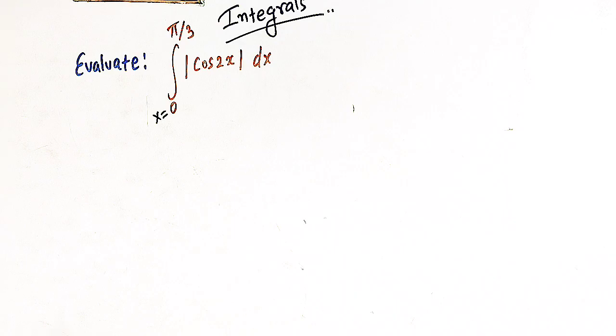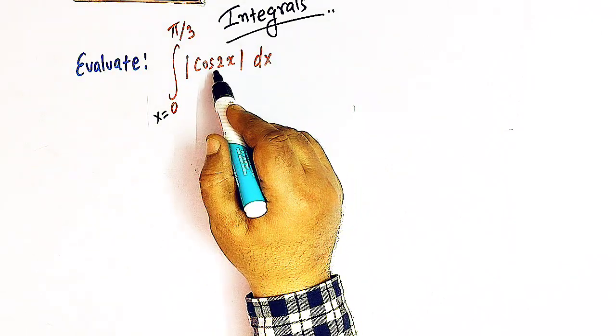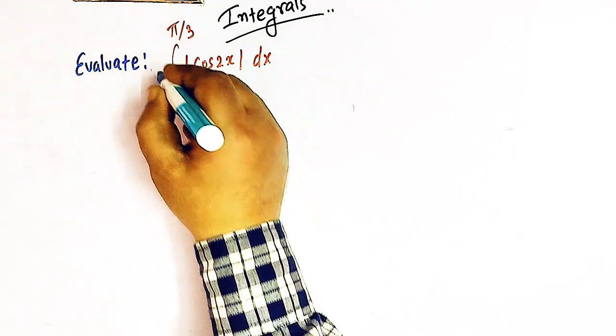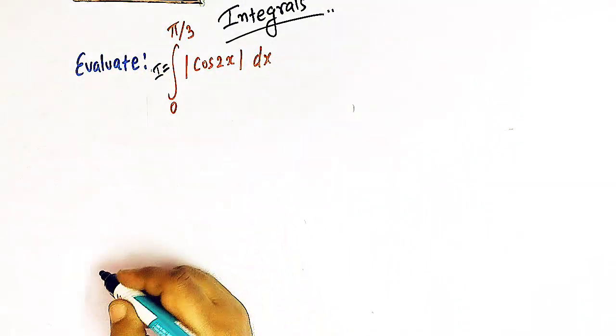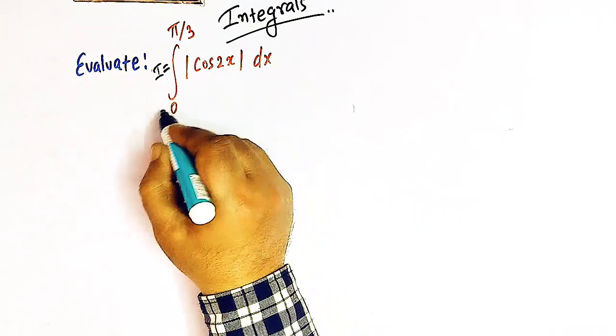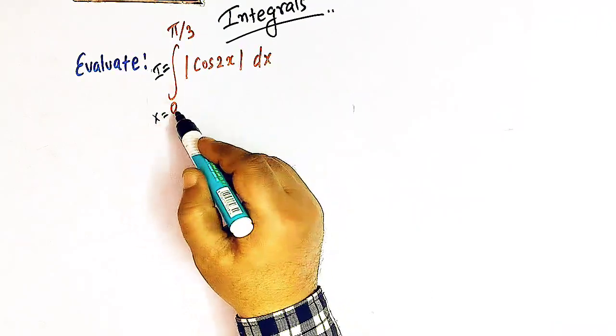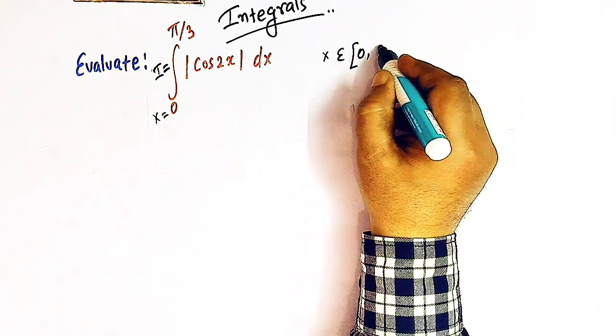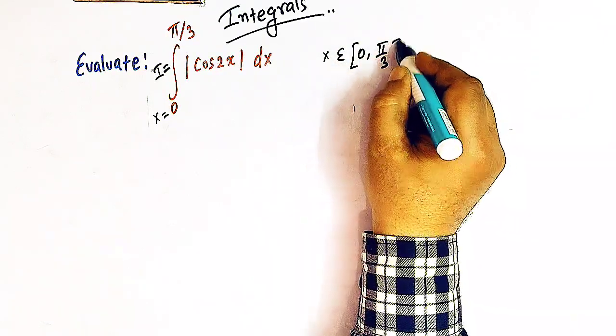So let us see how we can solve this integral by making use of some concept from trigonometry and then the definition of the absolute value function. So let us start. Let us take this integral as I. Here the limits of integration vary from 0 to pi by 3, so x belongs to the interval 0 to pi by 3.